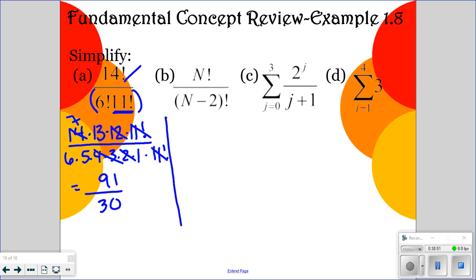So n would be our first number, and then we went from 14 to 13 to 12 to 11. We were subtracting 1 each time. So n, if you subtract 1, you're going to have n minus 1. If you subtract another one, you're going to have n minus 2, which shows up in our denominator. So we don't need to go any further past n minus 2.